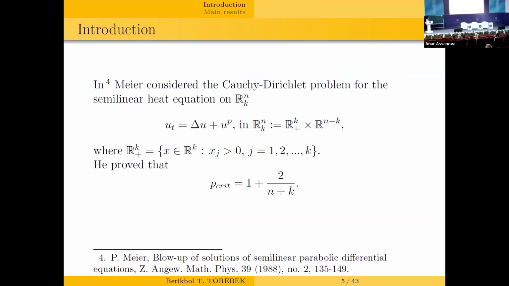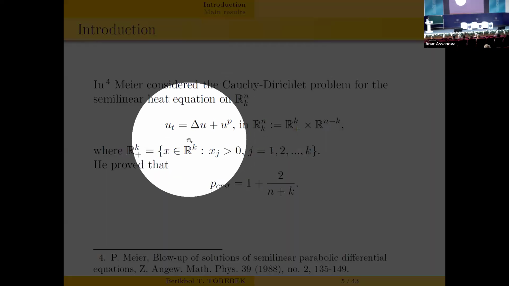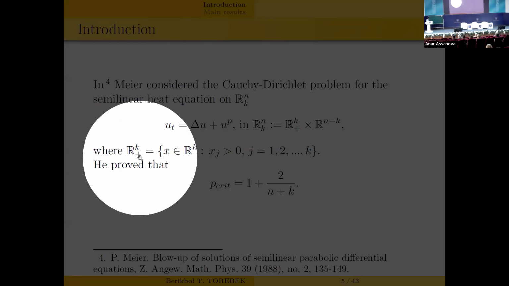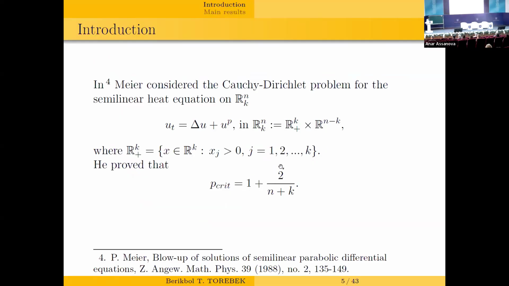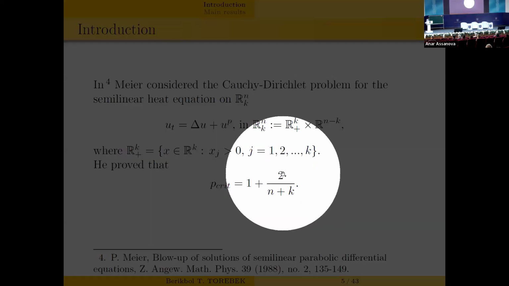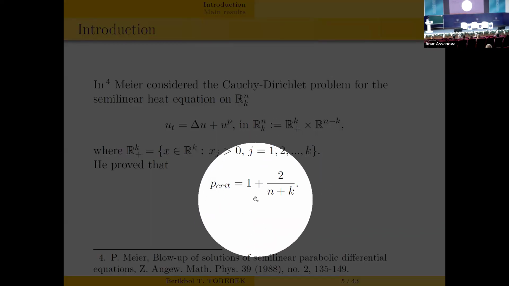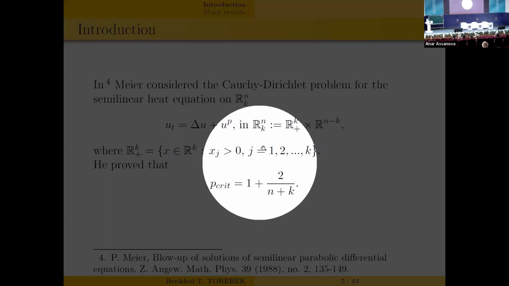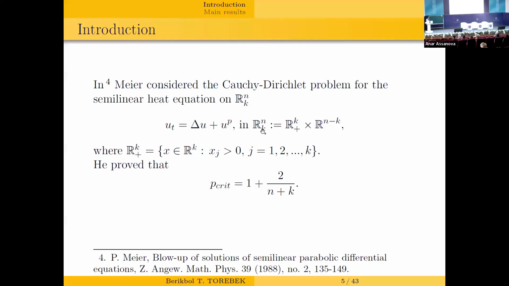And later in 1988, Meier considered the extension of Fujita results on the k times half space, where R^k_+ can be defined by this formula. And he proves that the critical exponent in this case will be defined by this number. If here k goes to 0, and in this case this set coincides with the Euclidean space, then we have the classical Fujita critical exponent.